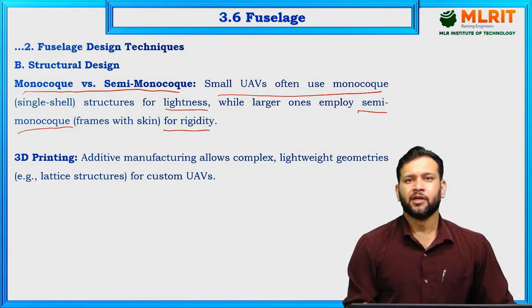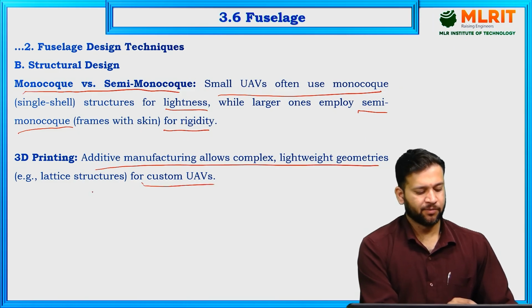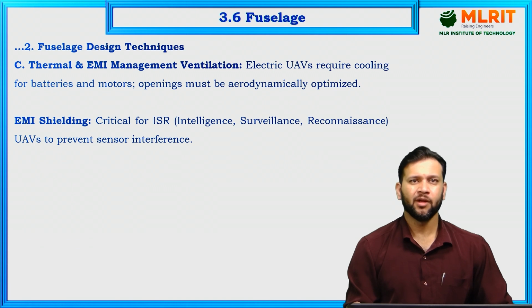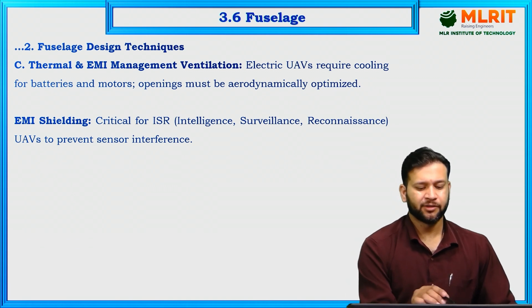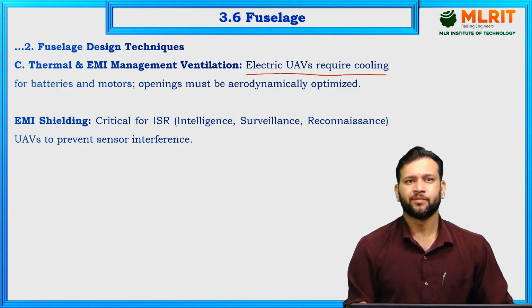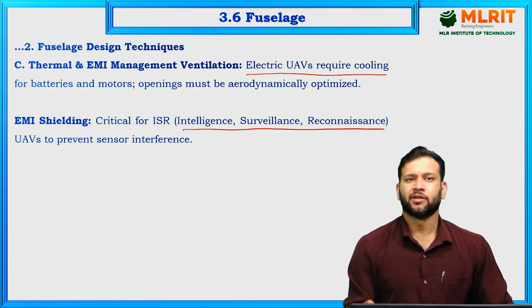3D printing. Additive manufacturing allows complex, lightweight geometries for customizing unmanned air vehicle fuselages. Example is lattice structures. The design file can be printed as a component, reassembled, and then tested for flying. Thermal and EMI management, ventilation. Electric unmanned air vehicles require cooling for batteries and motors. Openings must be aerodynamically optimized. EMI shielding is critical for intelligence, surveillance, and reconnaissance UAVs to prevent sensor interference.